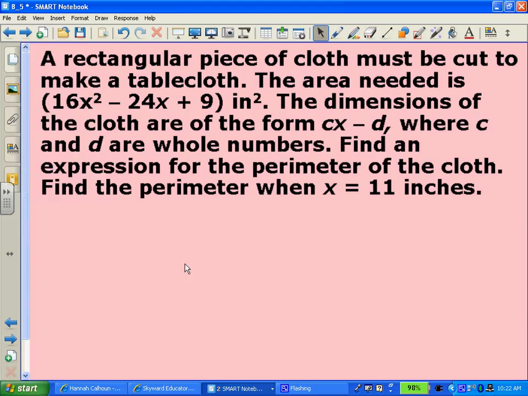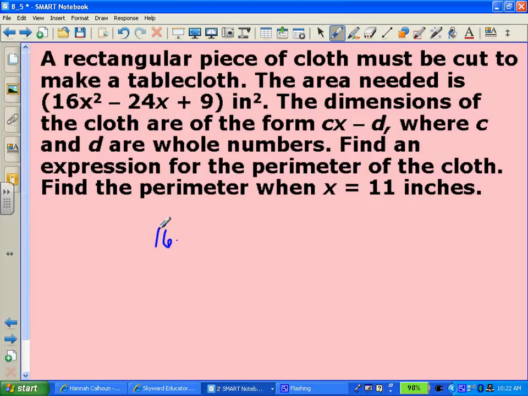Now they'll also give you some fun little story problems to figure out. So we have a rectangular piece of cloth that must be cut into a tablecloth. The area needed is 16x squared minus 24x plus 9. The dimensions of the cloth are of the form cx minus d, where c and d are whole numbers. Find an expression for the perimeter of the cloth. Find the perimeter when x is 11.